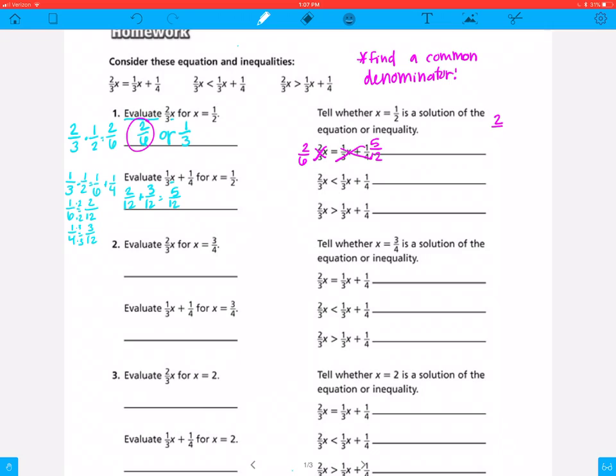So my 2/6 can be an equivalent fraction with a common denominator of 12. So I have 5/12. It stays the same. The 2/6 is going to become 4/12. So now I really can look at these and go, okay, which one is bigger or which one is smaller? So now I can compare 4/12 to 5/12. Is 4/12 equal to 5/12? No. Is 4/12 less than 5/12? Yeah, it is. And for the next one, is 4/12 greater than 5/12?